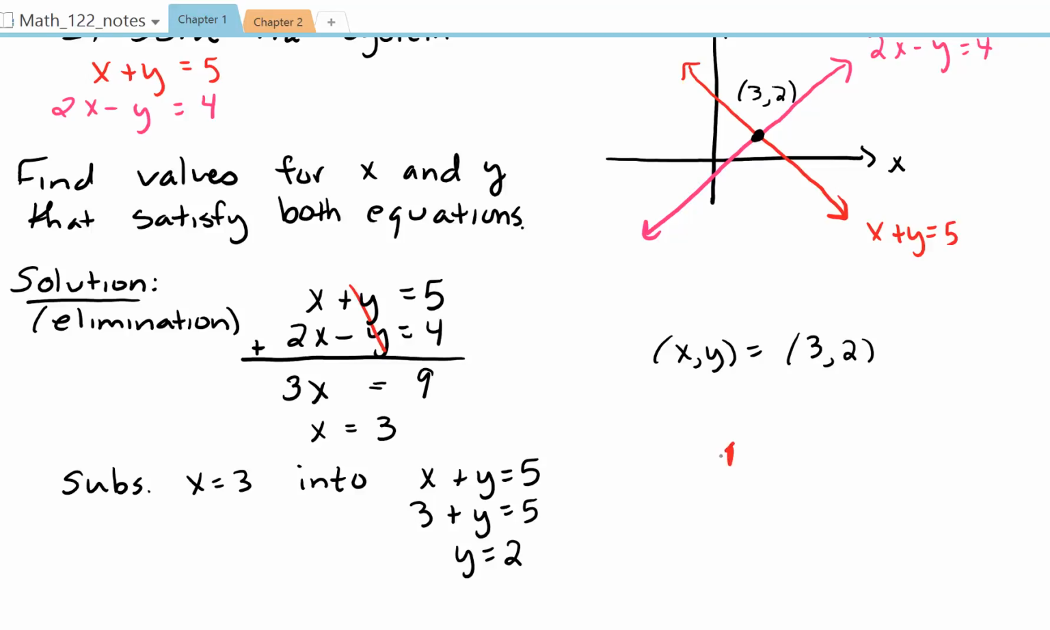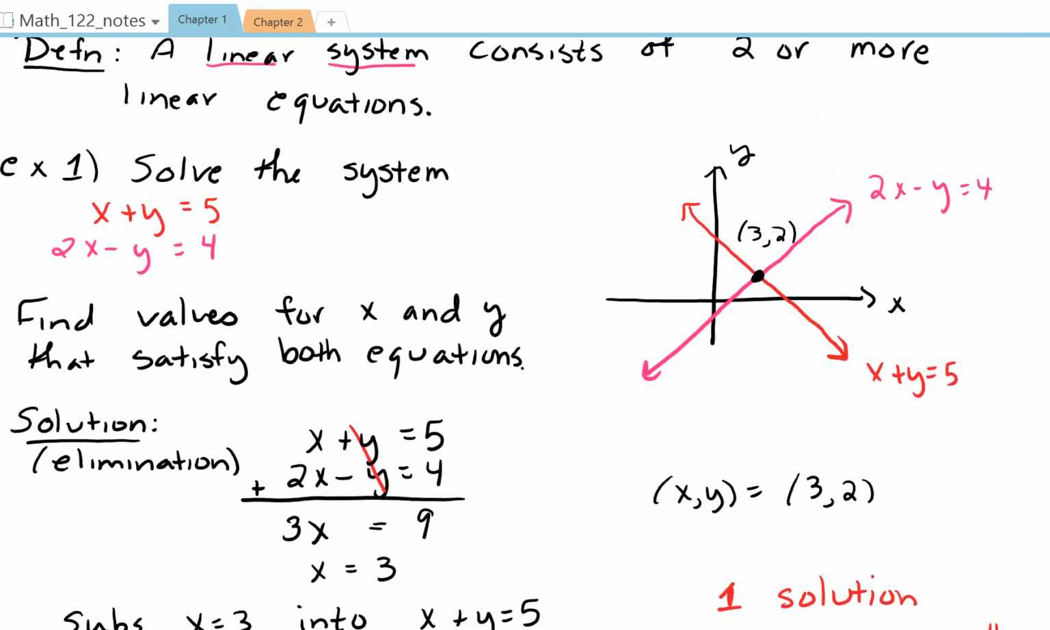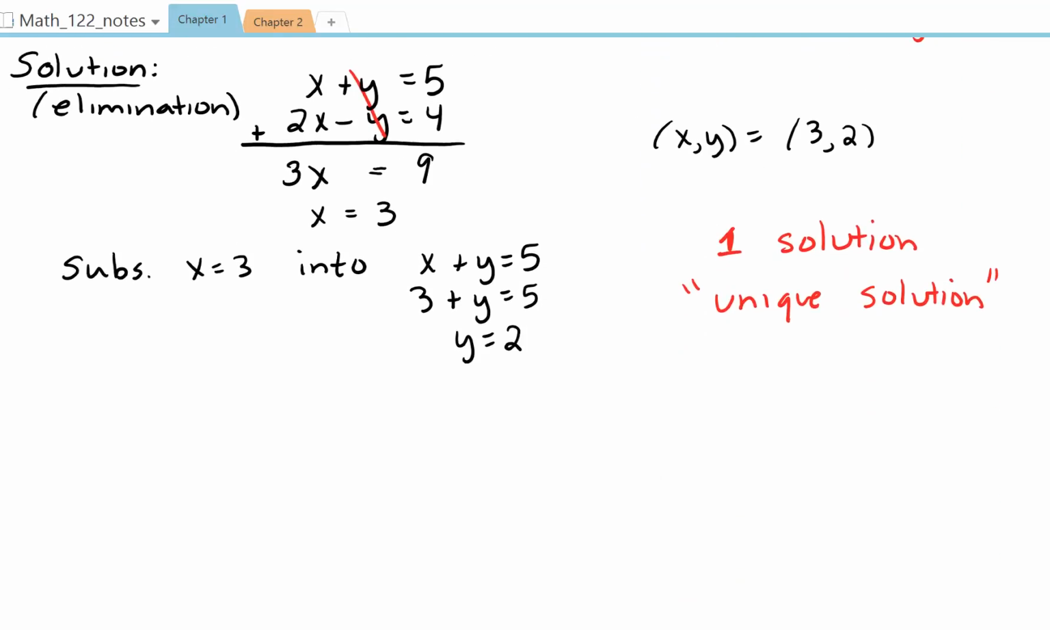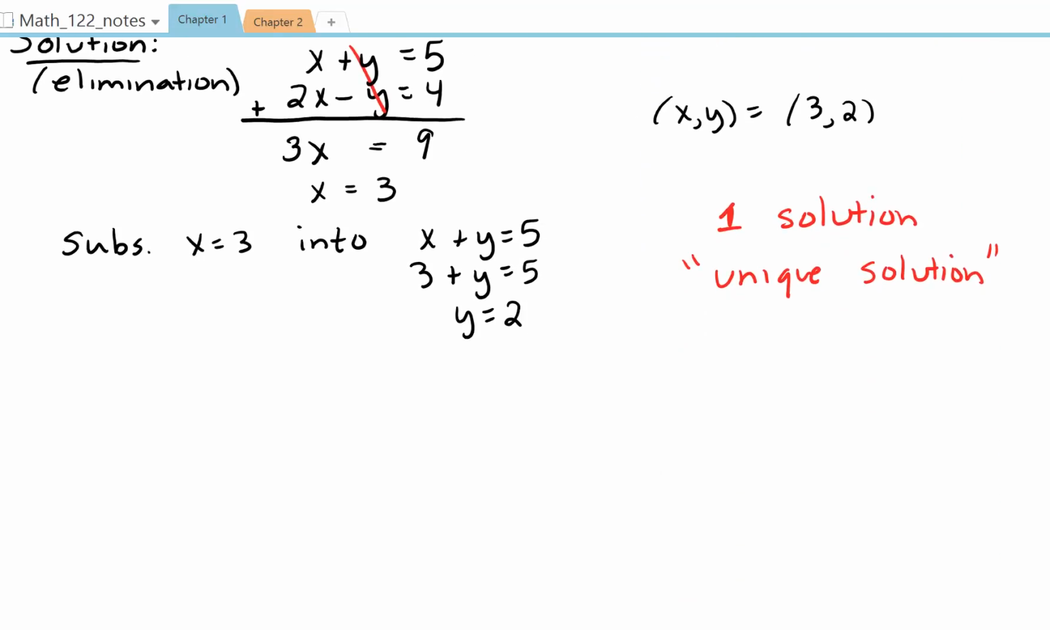So this is a case where we get one solution. And more generally what we'll call this is the unique solution type of outcome. So we get one unique solution. Okay, so that was our first example. Let's do another example, and we'll see some different types of solutions that we can get.